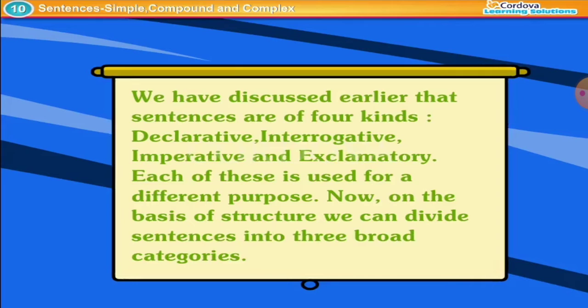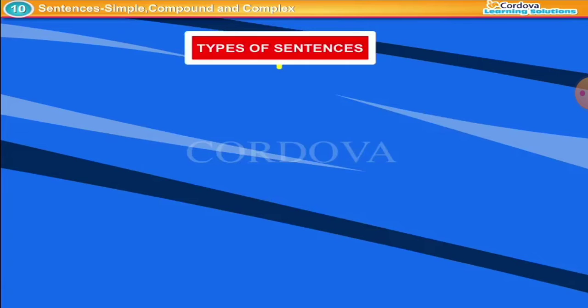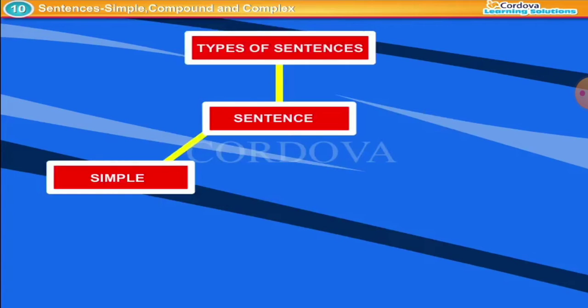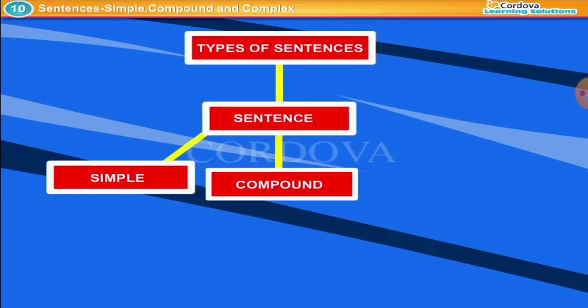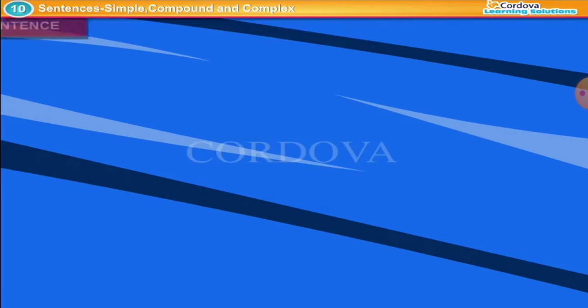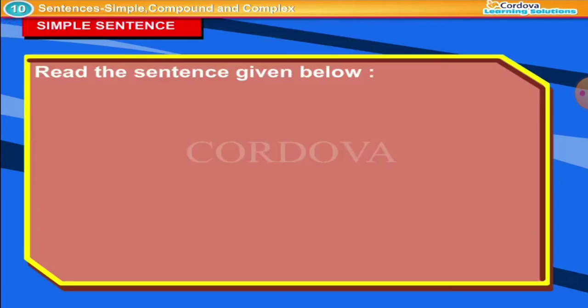We have discussed earlier that sentences are of four kinds: declarative, interrogative, imperative and exclamatory. Each of these is used for a different purpose. Now, on the basis of structure, we can divide sentences into three broad categories. Types of sentences: simple, compound, complex.